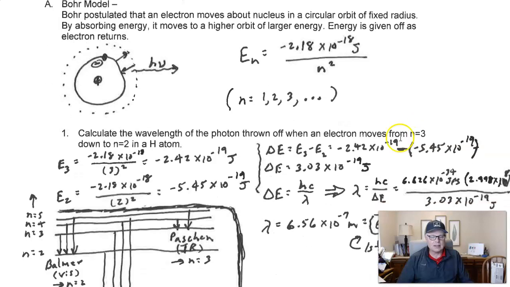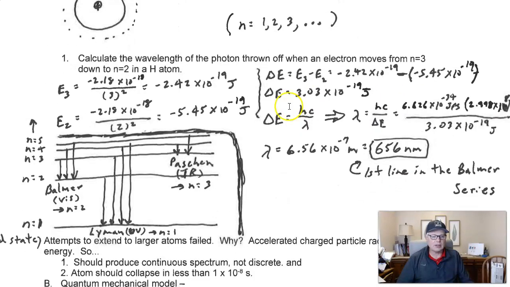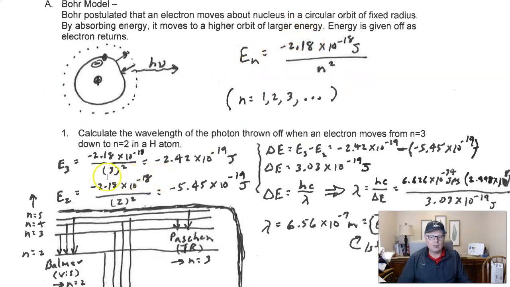Let's see if it works, because theories are only good if they're actually experimentally provable. Calculate the wavelength of a photon thrown off when an electron moves from n equals 3 down to n equals 2 in a hydrogen atom. What is the energy in the third energy level of a hydrogen atom? We simply take our equation and plug in a 3. Negative 2.18 times 10 to the negative 18, divided by 3 squared, of course that's 9, and you get negative 2.42 times 10 to the negative 19.